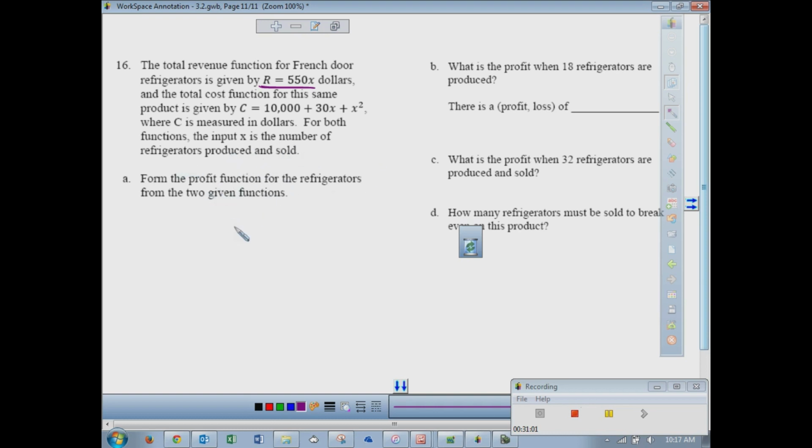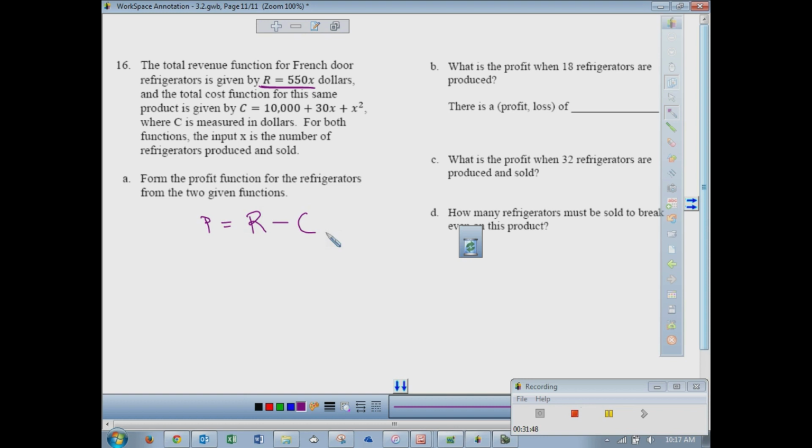Form a profit function. How do you make profit? If revenue is how much you make and cost is how much you spend, your profit is what? How does profit relate to the money that comes in versus the money that you spend? Let's say I made $100 revenue and I spent 20 bucks. What's my profit? $80. How did you get that? Profit equals what? I made 100 and spent 20. How did you get 80? Revenue minus cost.